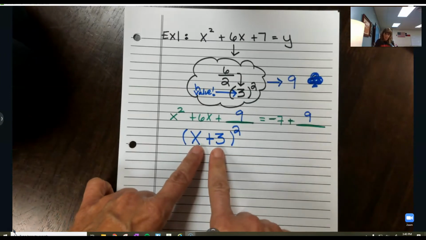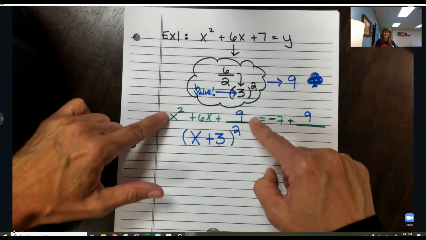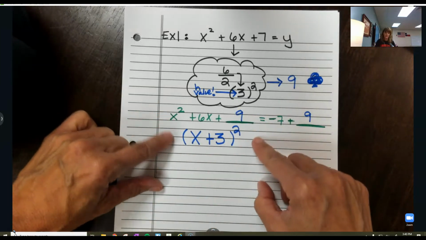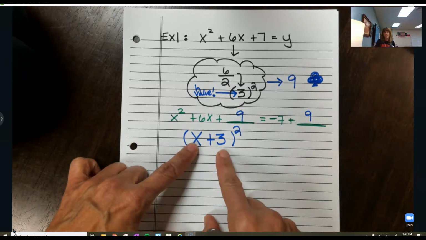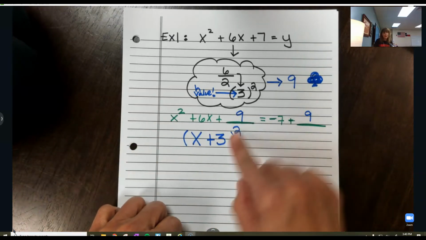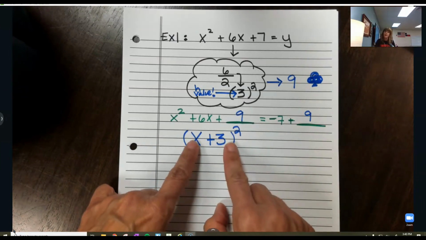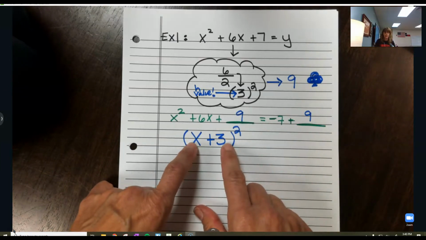Now, if I FOILed this out, I would end up with this. These two are identical. These two are identical. If I did x plus 3 times x plus 3, I'd end up with that trinomial. So where'd that 9 go? It's still there. It's kind of hiding out. But it is still there if I went and multiplied this binomial by itself.